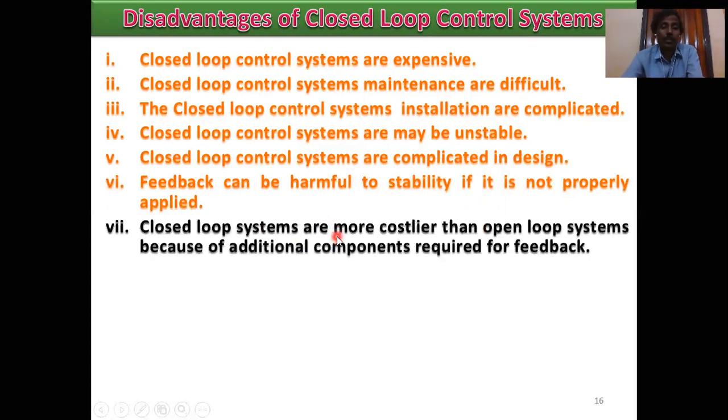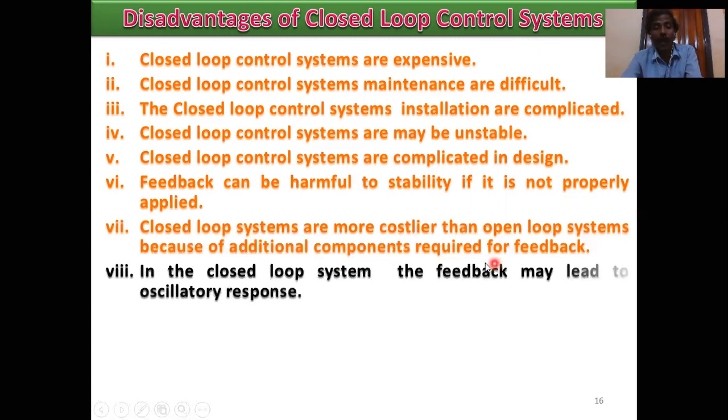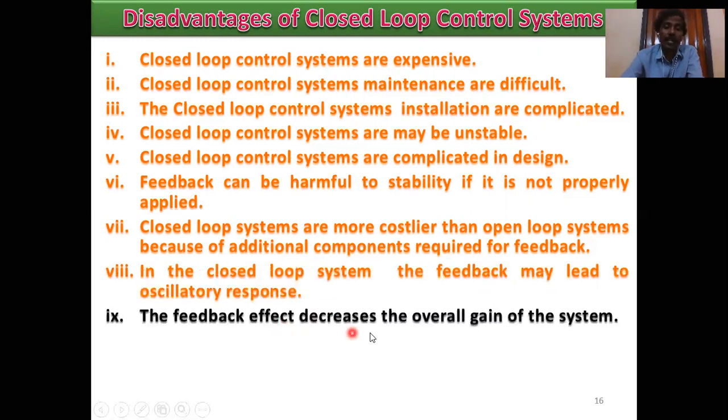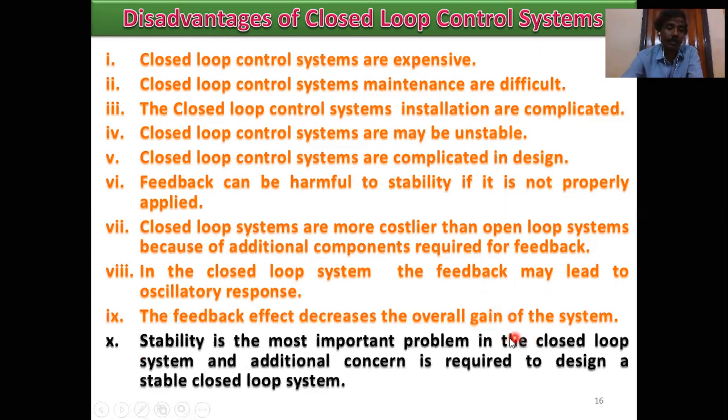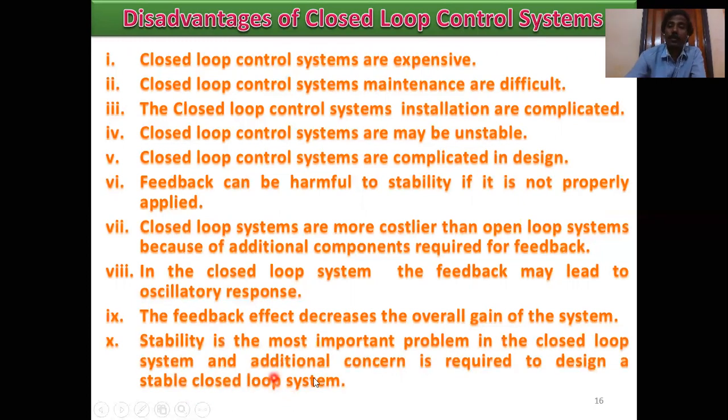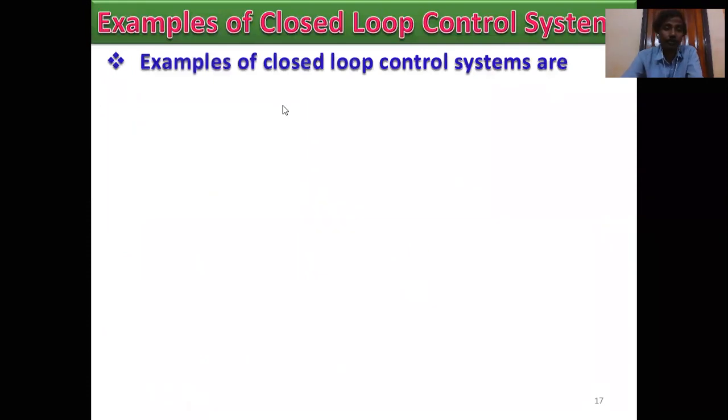Closed loop systems are costlier than open loop systems because of the additional components required for feedback. Feedback may lead to an oscillatory response. The feedback effect decreases the overall gain of the system. Stability is the most important problem in closed loop systems, and additional care is required to design a stable closed loop system.